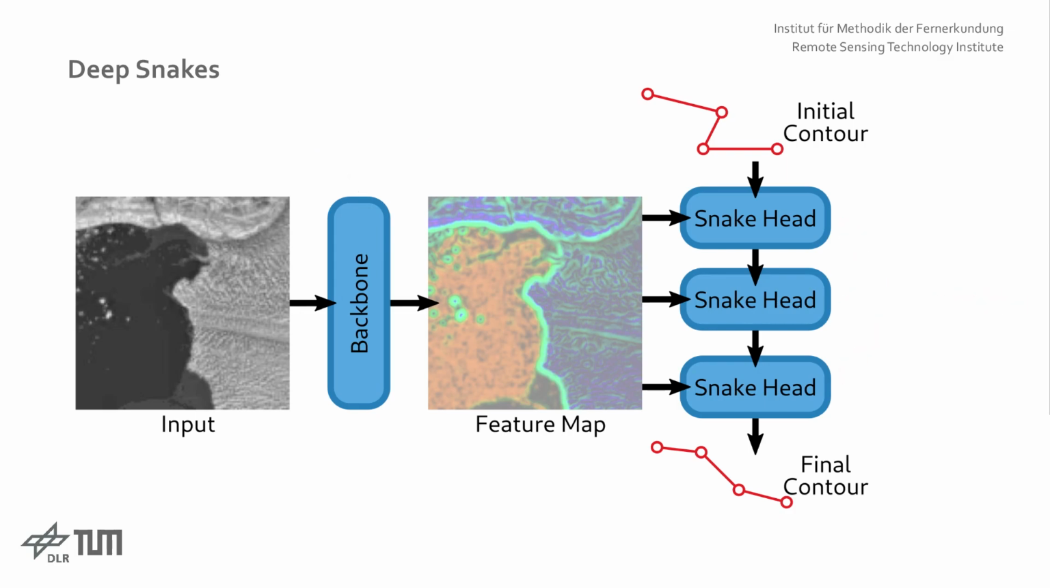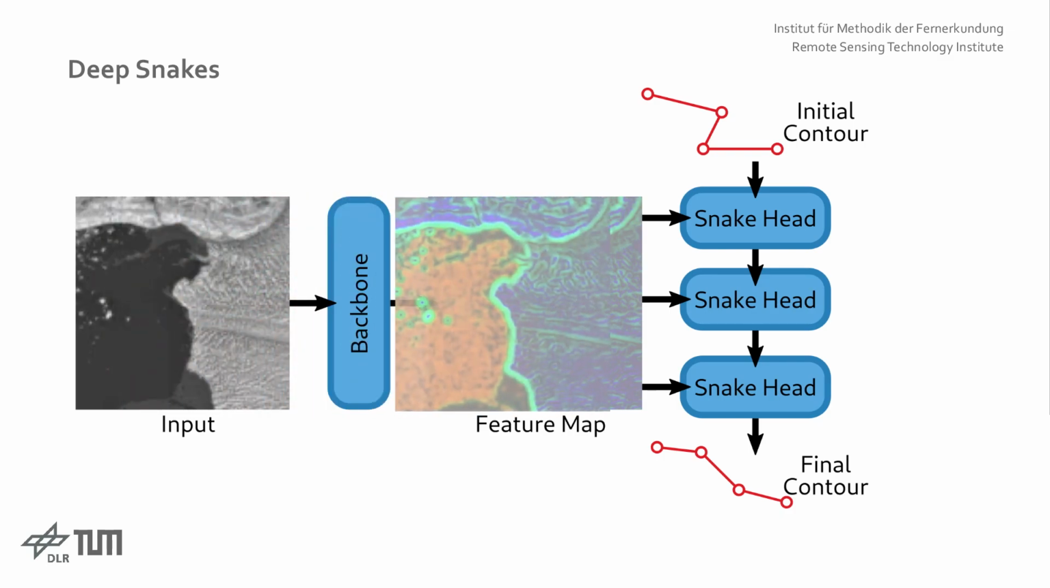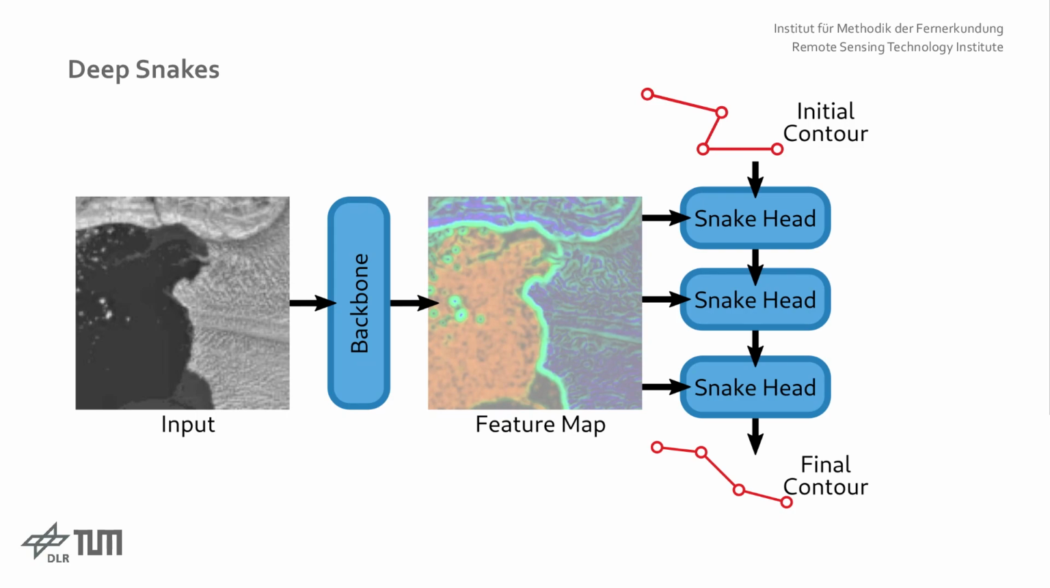We start by calculating a feature map using a two-dimensional CNN backbone. Then we initialize a contour on the image. Finally, we have the iterative part, which consists of three substeps. The feature map is sampled at each vertex position of the current contour. Then, a one-dimensional CNN calculates the vertex offsets by considering the sampled features of each vertex and its neighbors. After applying the offsets, this iteration loop is repeated a couple of times to obtain the final prediction, much like in the original snake model.